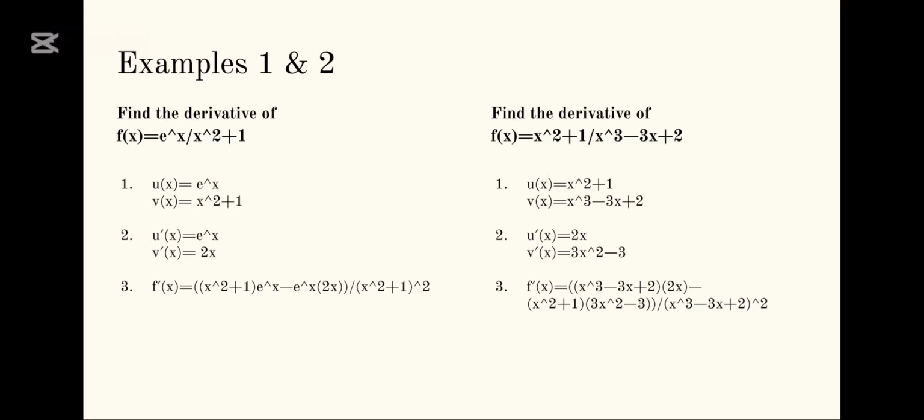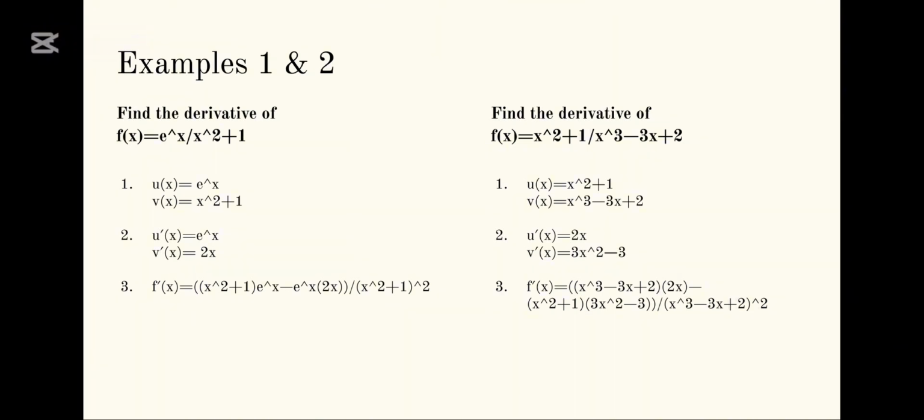Moving on, here we have some examples for the quotient rule. So the first example, we're going to find the derivative of f of x equals e to the power of x divided by x squared plus 1. So again, the first step, we're going to define the terms. u of x is going to be equal to e to the power of x, and v of x is going to be x squared plus 1. Then we find the derivative of each term.